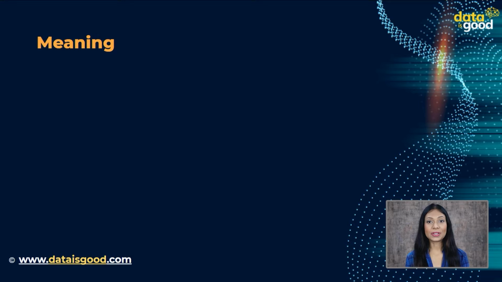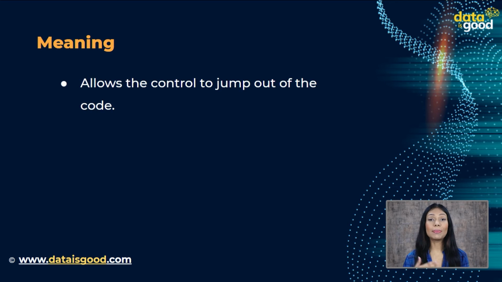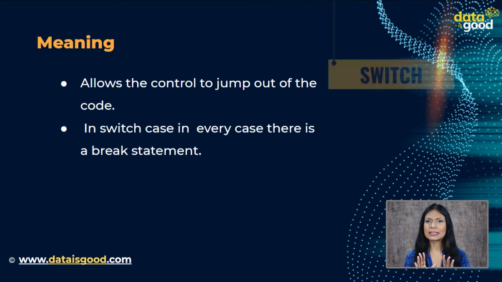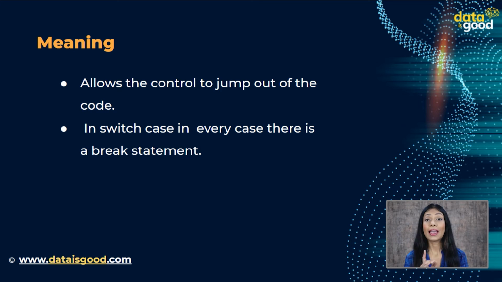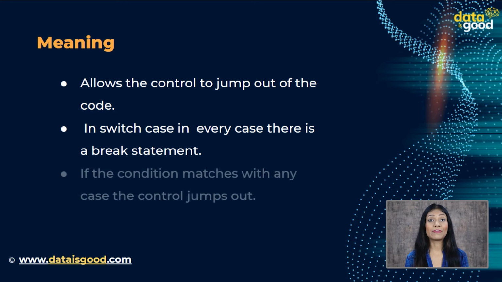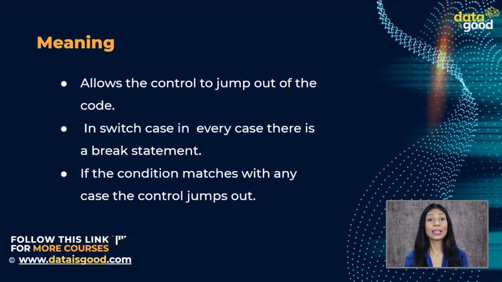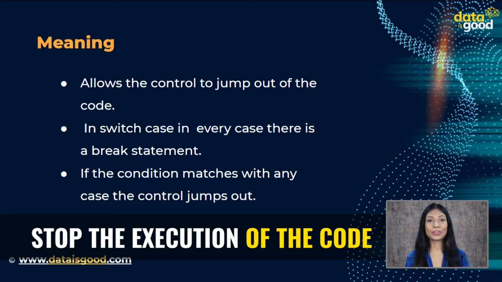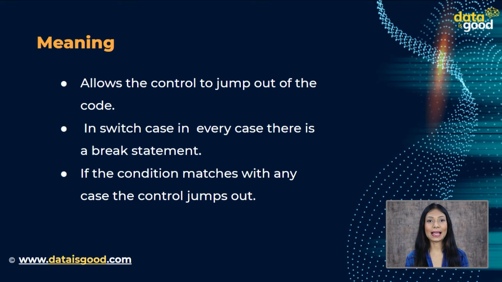The break statement allows the control to jump out of the code. In the switch case, as you have seen, there are some cases with some code, and in every case, there is a break statement. If the condition matches with any case, the control jumps out of the loop, and we can see the output on the console. Cases after that specific case do not get displayed. It will stop the execution of the code. Let us see a simple example.